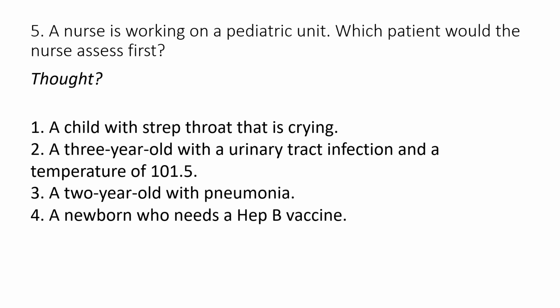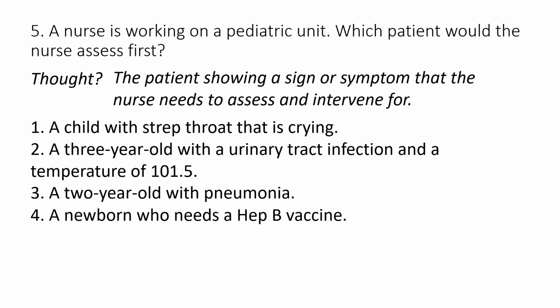And the answer here is number 2. When we're looking at who to see first, you should go for that patient that's showing you a sign or symptom, somebody you might need to assess and intervene for. So if you didn't like number 2 because you maybe expected a fever and a UTI, we don't know if that's why they have a fever. Maybe it's another reason. And would we just let a patient have a fever? Wouldn't you want to go take care of them?